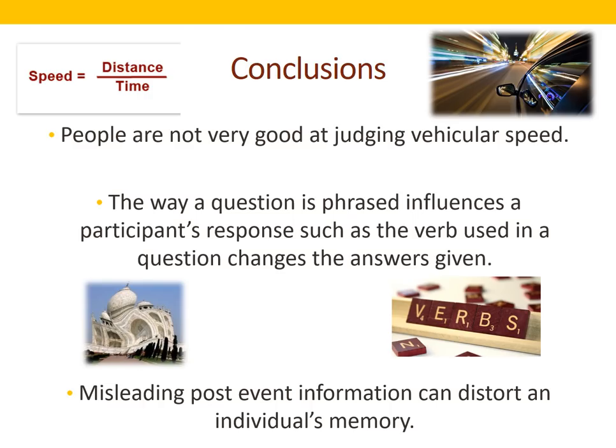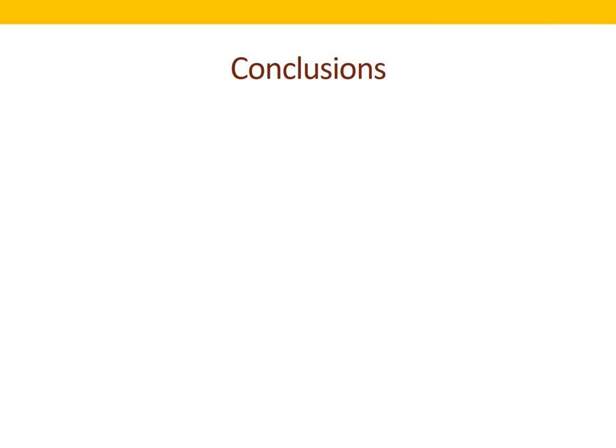And also, misleading post-event information can distort a person's memory. So post-event information is information provided after an event. So if I am interviewing you and I'm using leading questions after you've seen something, that's post-event information, because I'm giving you new information. And if that information is misleading by using verbs like smashed, when actually the speed wasn't very high, or contacted when the speed was higher, then I can distort your memory. I can make sure that you remember broken glass, or make it more likely that you remember broken glass.